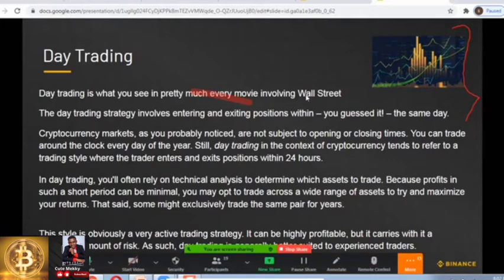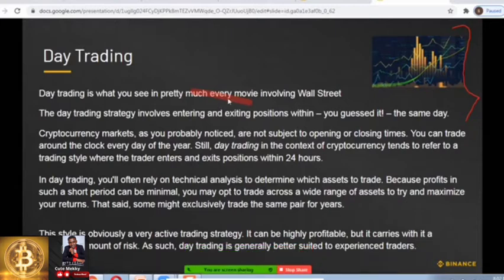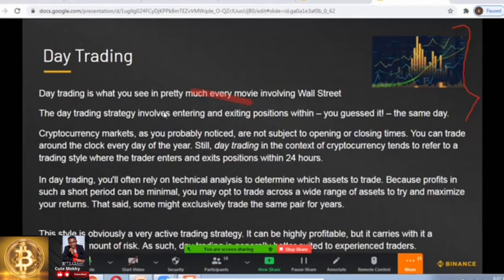Now, the day trading strategy involves exiting and entering the market within the same day. That is called day trading. And if you are day trading, you are a day trader.